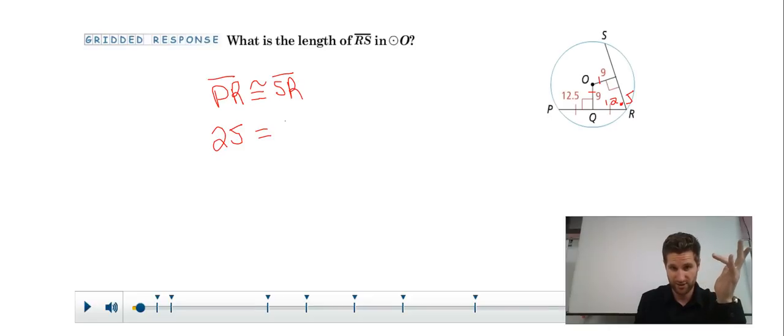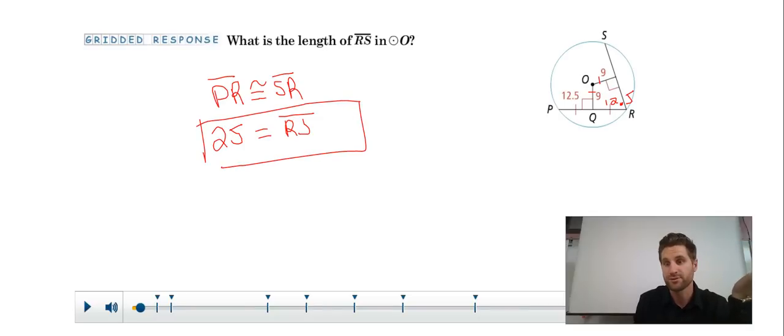And SR we could write as RS. Doesn't matter which one. Either way, they're the same. No units are given, so we're done. That wasn't too bad. Let's take a look at our next problem.